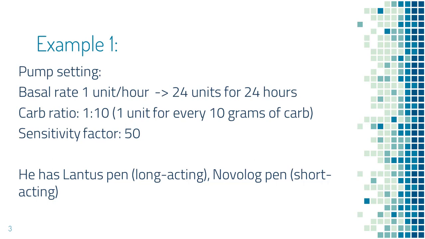His long-acting insulin pen is Lantus, and his short-acting insulin pen is Novolog. If you have Basaglar, Tresiba, Toujeo instead of Lantus, or if you have Humalog, Apidra, Fiasp instead of Novolog, the calculation will be the same.